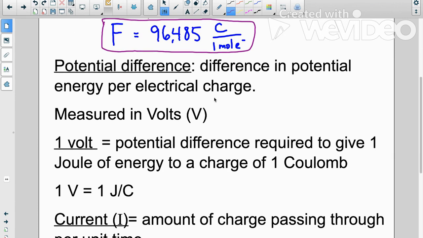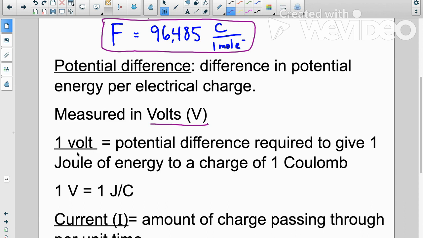The potential difference is the difference in potential energy in terms of electrical charge. So the difference in electrical potential from one substance to another, or from one point in a substance to another point. If we have no difference in potential, then charge can't flow. It's when we have potential differences that we can have electrons flow and we can get a voltage from a reaction.